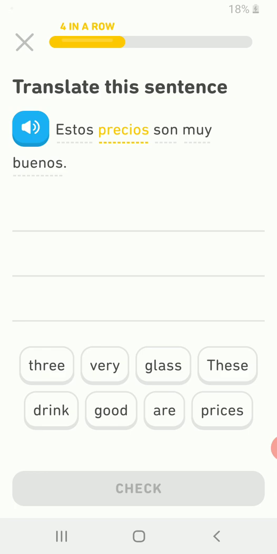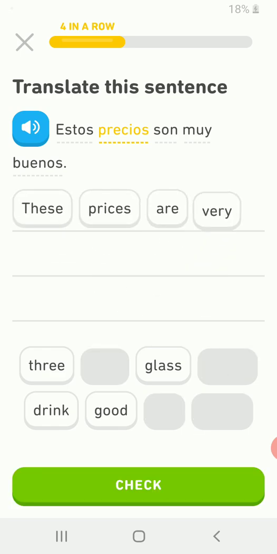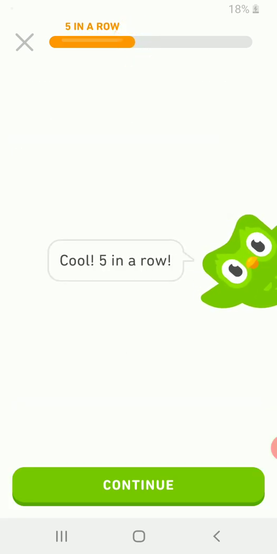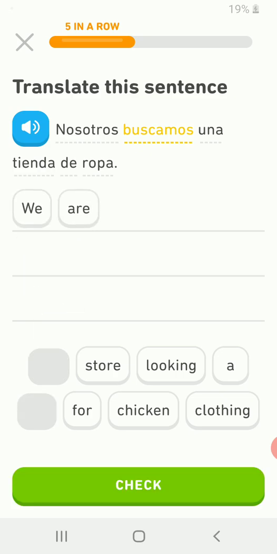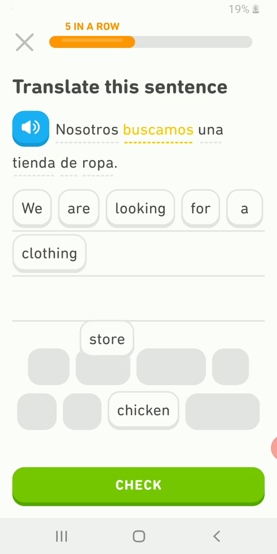Estos precios son muy buenos. So precio we know is a price, but estos, it's these prices are very good. Good. Cool. Nosotros buscamos una tienda de ropa. Una tienda de ropa is a clothing store. Nosotros, we are looking for a clothing store.